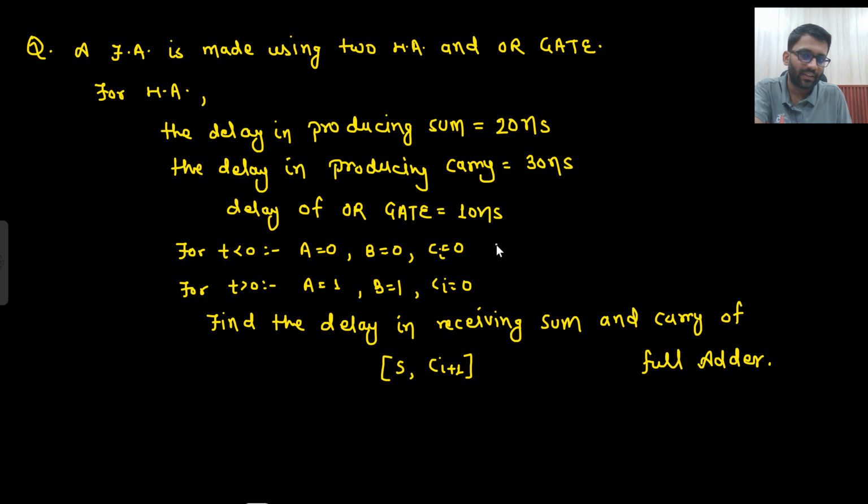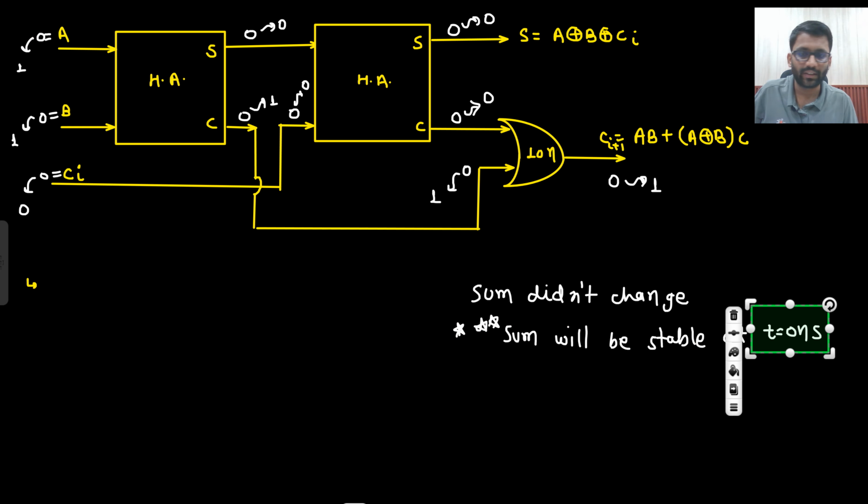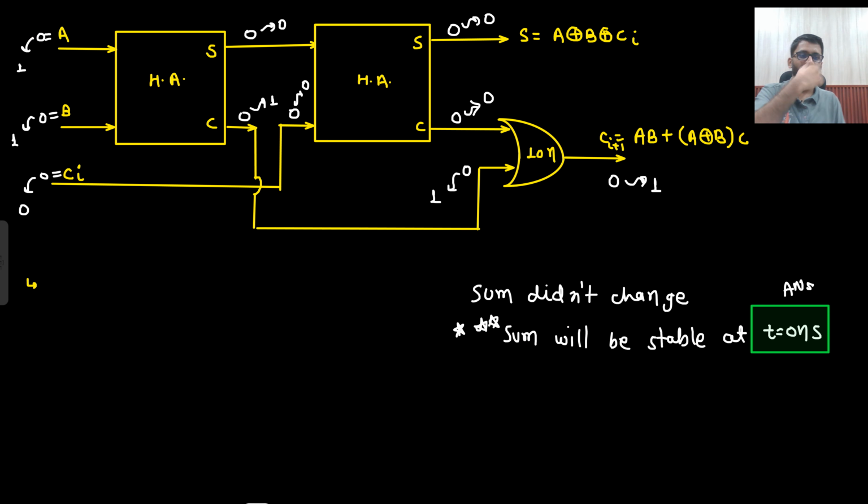Here also you can see, what was the sum? 0. What was the carry? 0. What is the sum here? 1 plus 1, sum is 0, but carry is 1. So the sum did not change, and if the sum is not changing, it will take 0 nanosecond time. So this is the answer for the sum, 0 nanosecond time. What about the carry now?